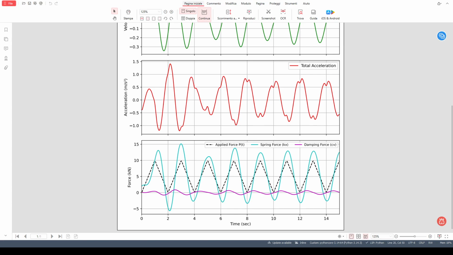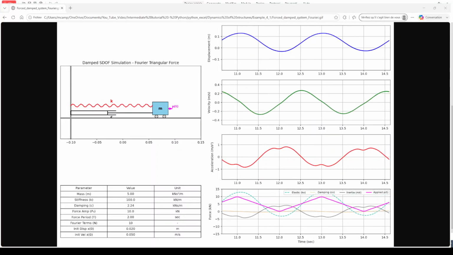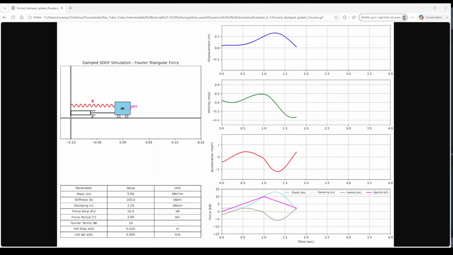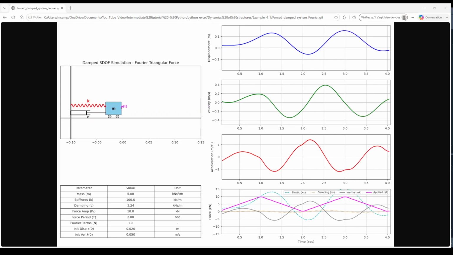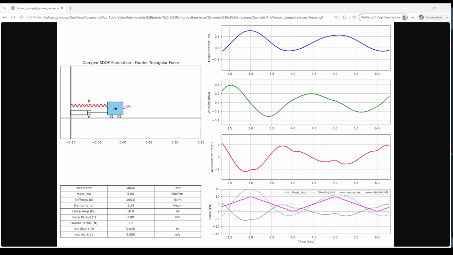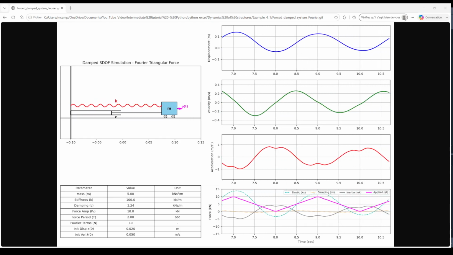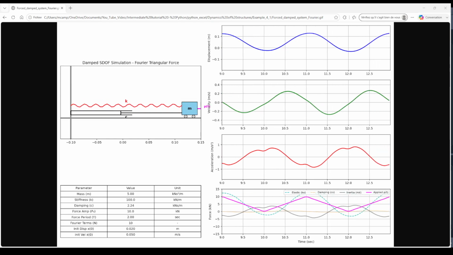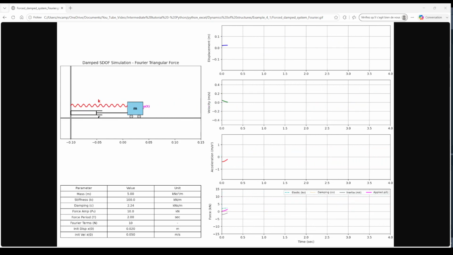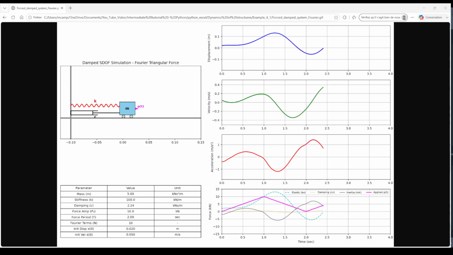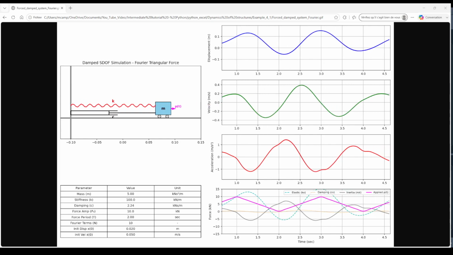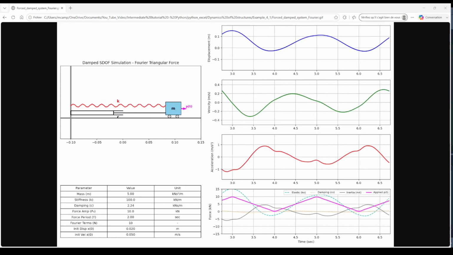We can also simulate this system. So here there is the mass where the Fourier triangular force is applied. Here you can see how the displacement, the velocity, the acceleration and the force change as a function of time.